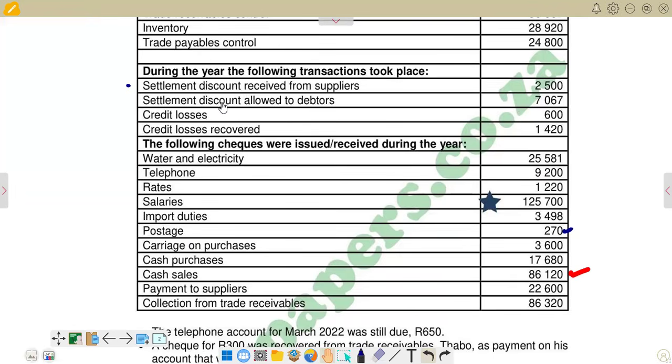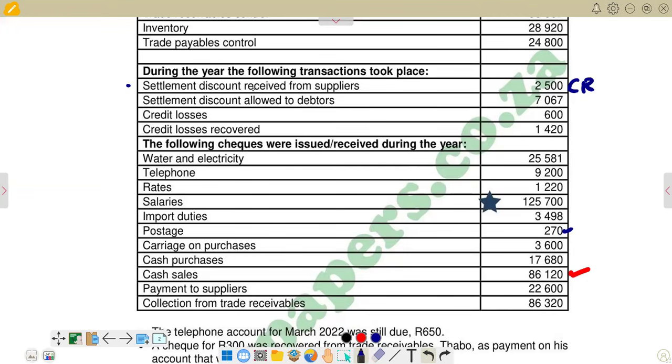And also we have got the settlement discount received from suppliers. This is an income, which is 2,500. We are supposed to put it on the credit side of the profit or loss. Credit side, this one is an income.